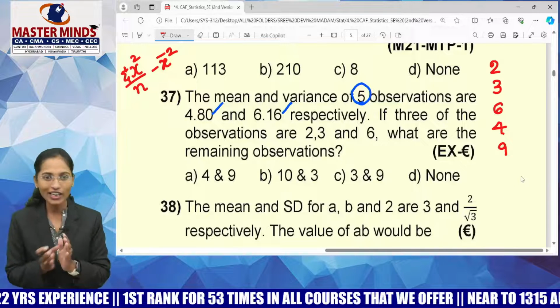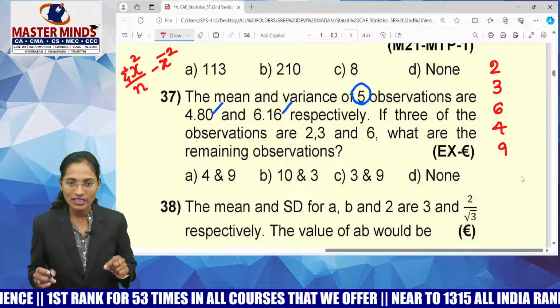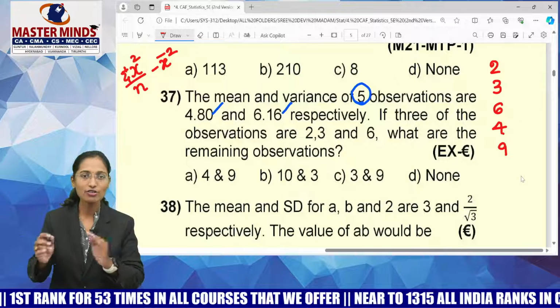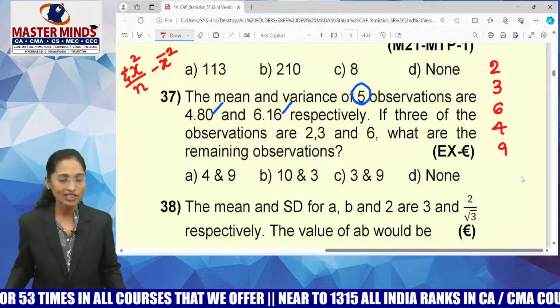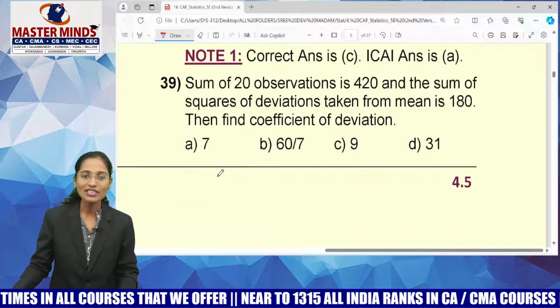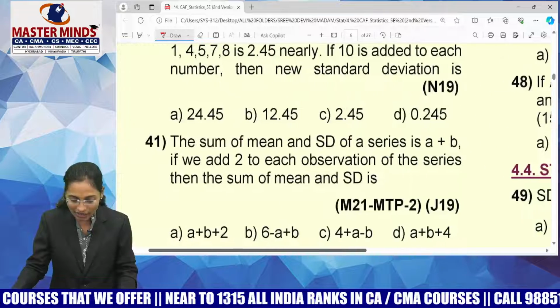It means you need not relate that the two observations are A and B, write the arithmetic mean as (2 + 3 + 6 + A + B) / 5 = 4.8, and then solve. You need not write any equation, guys. There's a chance of option verification, whether it is in mathematics or statistics. This is the easiest way, guys.